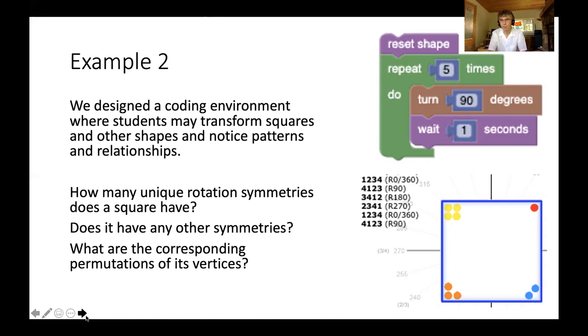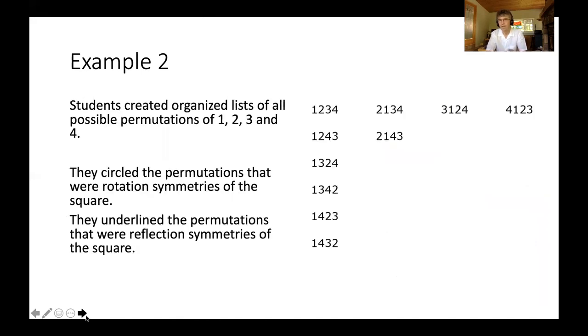They love the word permutation, by the way. And then we consider, well, we've only discovered 8 permutations, 4 for rotations and 4 for reflections. How many are there altogether with the numbers 1, 2, 3, 4? So students create organized lists. And they circle the permutations that are rotation symmetries, and they underline the permutations that are reflection symmetries. Now, can you tell them apart?